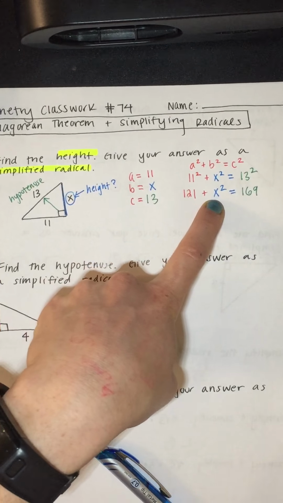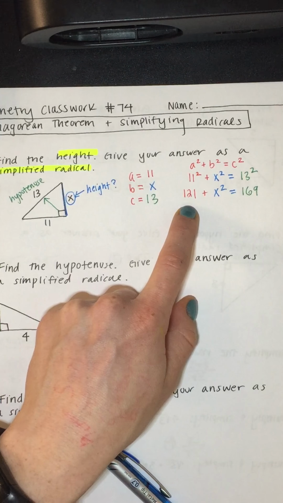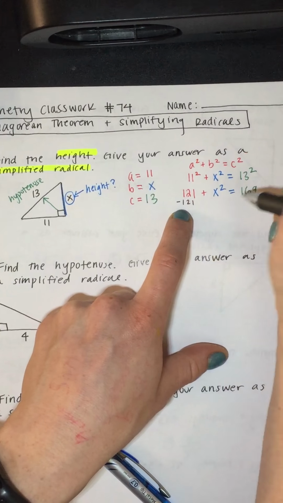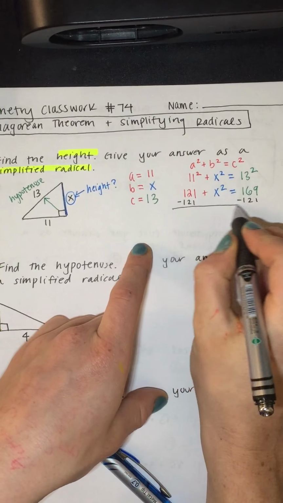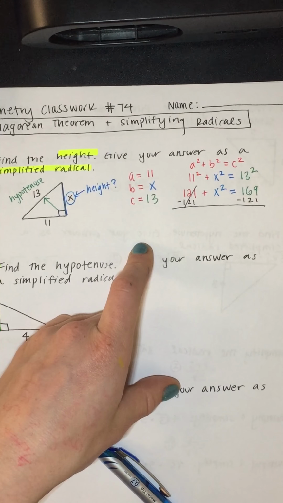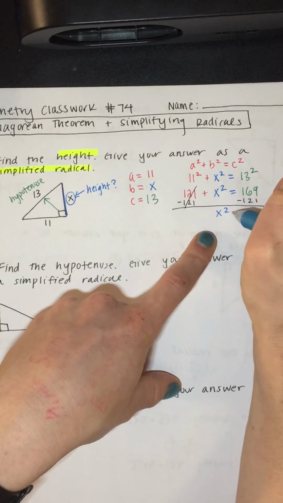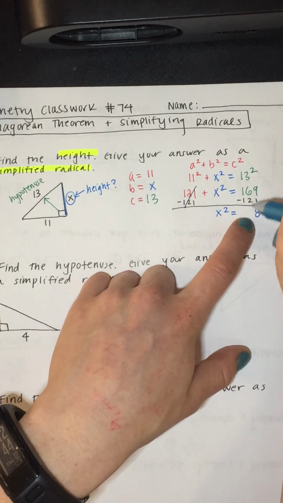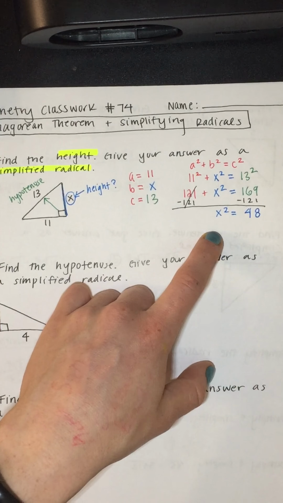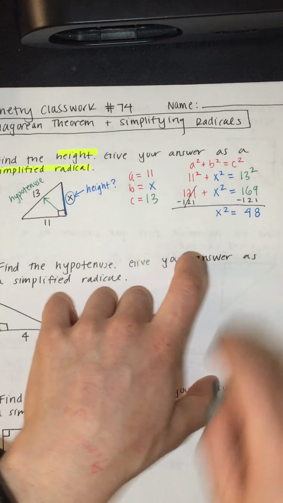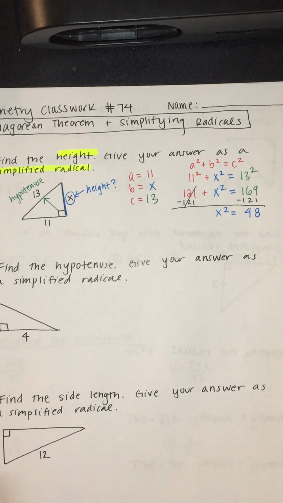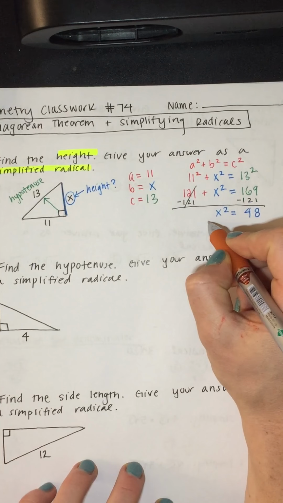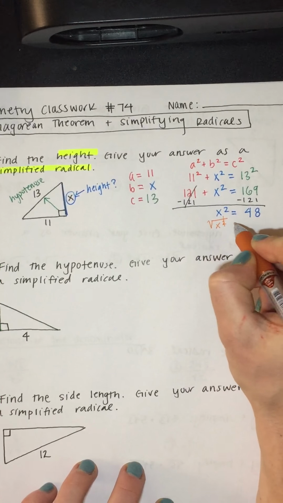Next up, to get this alone, I want to get rid of 121. So I'm going to subtract 121 from both sides. This goes away. And then I'm left with X squared equals, and in this subtraction, I have 9 take away 1, that's 8. 6 take away 2, that's 4. All right, next step, to get rid of this exponent of 2, what am I gonna do? Hopefully right now you are saying to your friend, well, we're gonna take the square root of both sides, and you're exactly right. So I'm gonna take the square root of both sides to get rid of this.